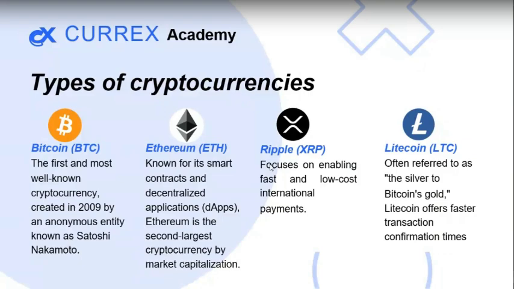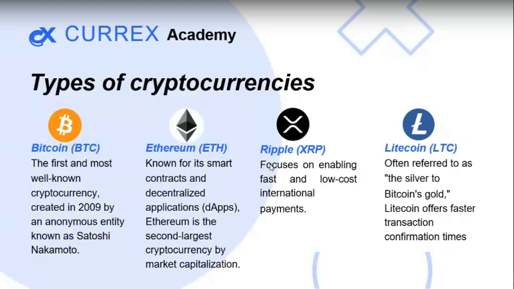So let's take Bitcoin for example. It is the first and most well-known cryptocurrency. It was created in 2009 by an anonymous entity known as Satoshi Nakamoto, and I'm very well aware that most of us must have heard of Bitcoin. Like I said, in the coming series, we'll be talking about each of these crypto assets, what real-life problem they are trying to solve, and why you should use them, buy them, or own them.